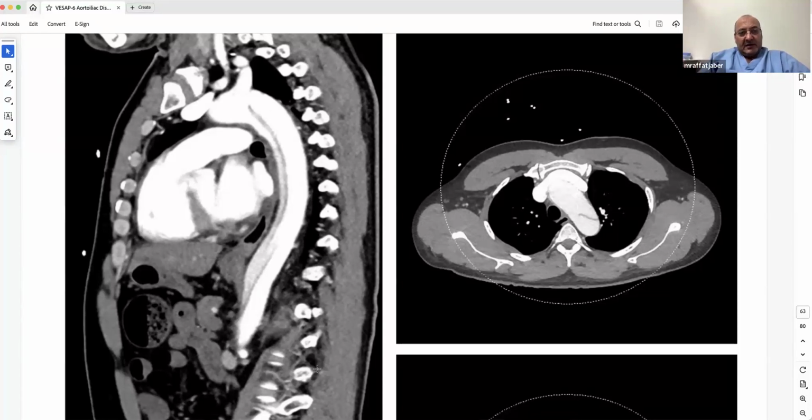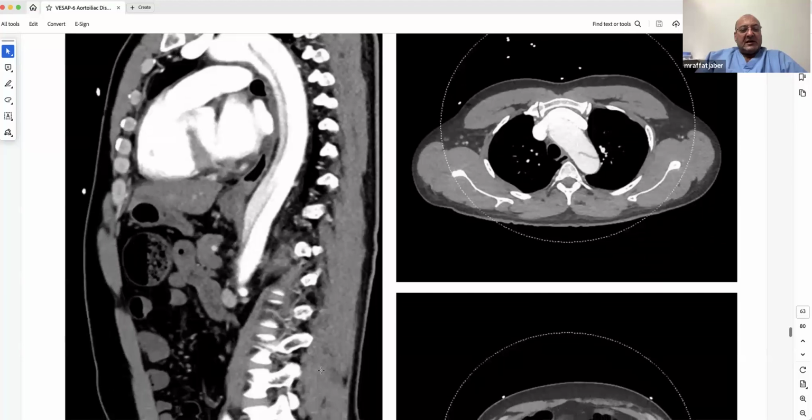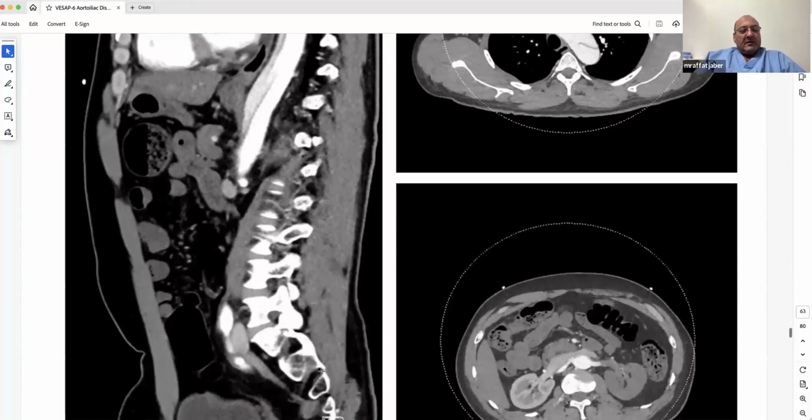But then, like Dr. Samer said, you do a dissection stent. A dissection stent is a free cell stent that you can still stent through, and that would open the true lumen. And in most of the cases, they go okay.